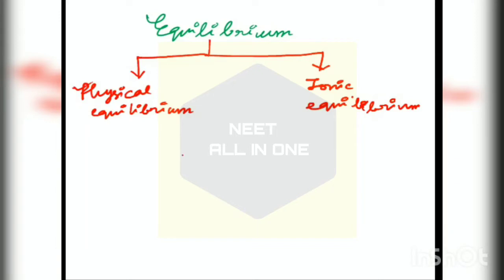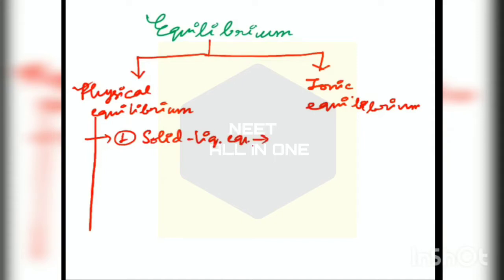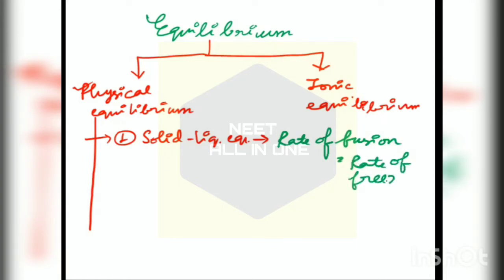Okay, so let's start. In physical equilibrium, you are gonna see three types of equilibrium. Okay, so let's write that. First one is our solid liquid equilibrium. Solid liquid equilibrium. I'm writing in its short form. Okay, so here what happens, that rate of fusion is equal to rate of freezing.